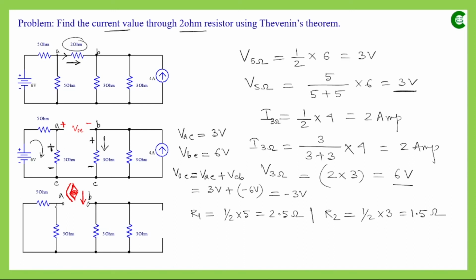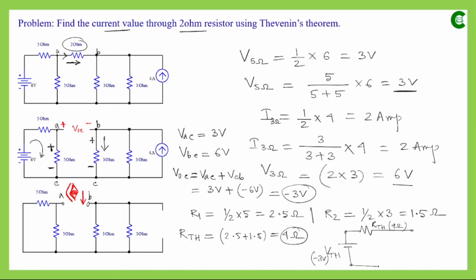That means between A and B, these two resistors will finally be connected in series, and their equivalent resistance, which will be called RTH, Thevenin's equivalent resistance, will be 2.5 plus 1.5, so it will be 4 ohm. Now in the final circuit we will have this VTH or VOC, and with that this RTH will be connected in series. This VTH has value minus 3 volt that we have already obtained, and this RTH has value 4 ohm that we also have obtained.